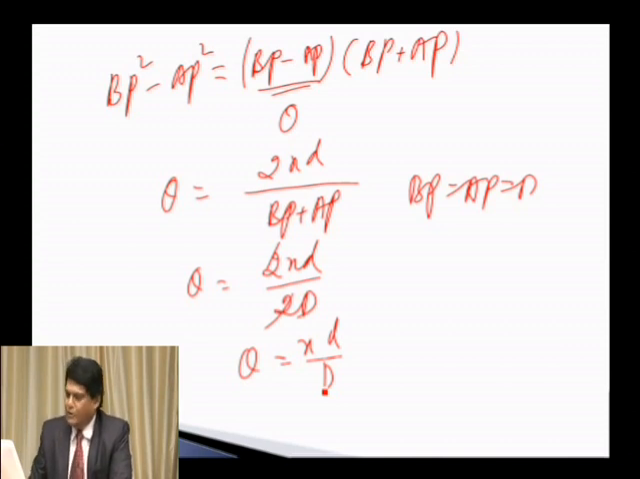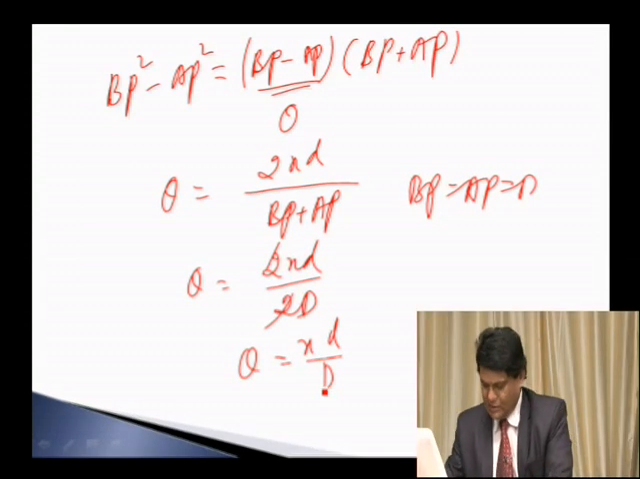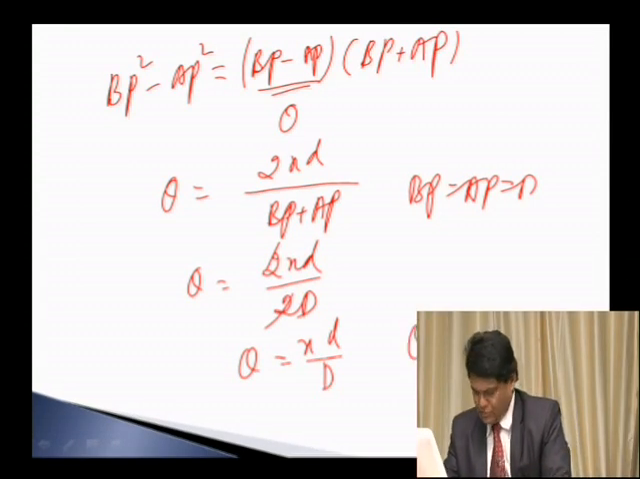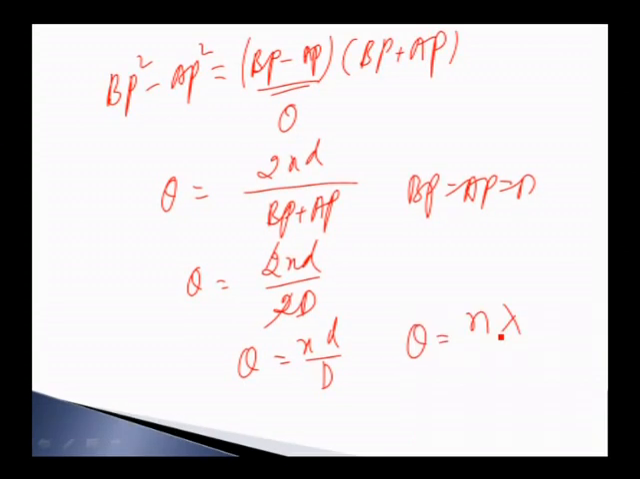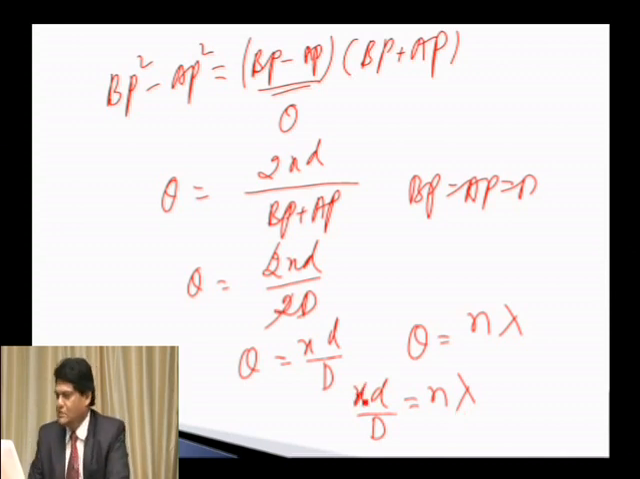Now, the phase difference for the bright fringes is given by theta is equal to n into lambda. If you equate these two, this is also theta and this is also theta, then you get x d divided by capital D is equal to n into lambda. Now, what is x? x is nothing but the distance of the bright fringe from the central spot. We are interested in finding this only.